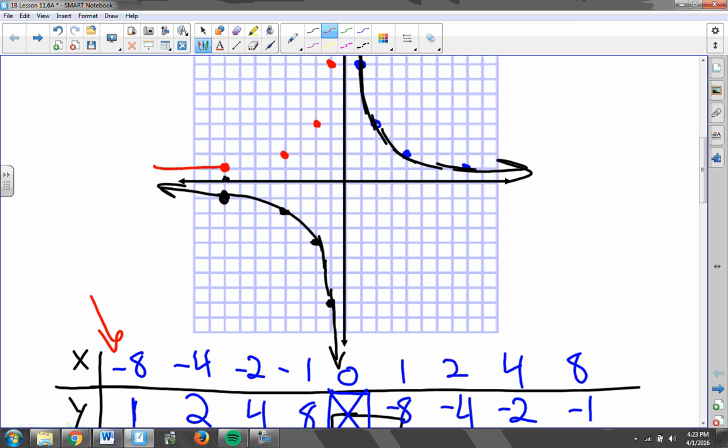I know what this side already looks like. It looks like this. And then, if I go to 1 in the x, I'm all the way down here at negative 8. I'm at 2, I'm at negative 4. I'm at 4, I'm at negative 2, and from all the way out at 8, I'm at negative 1. And here's what this side looks like.